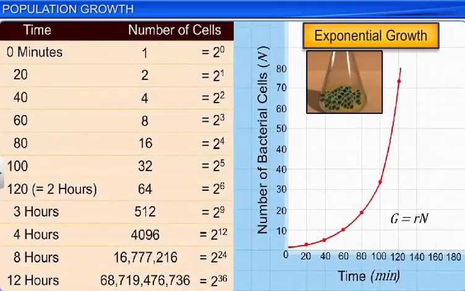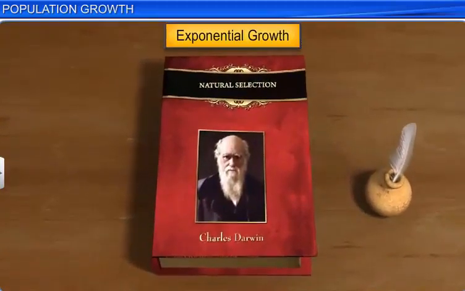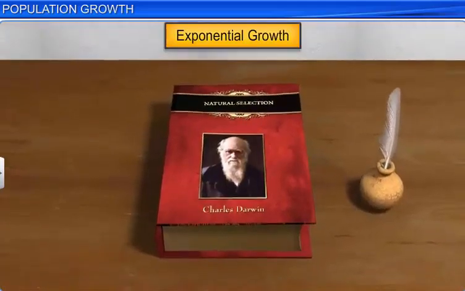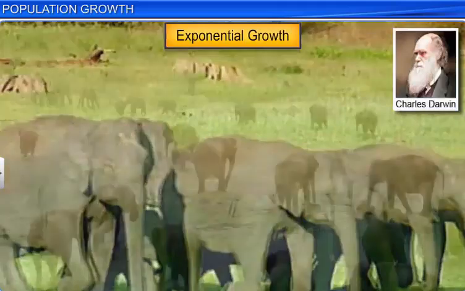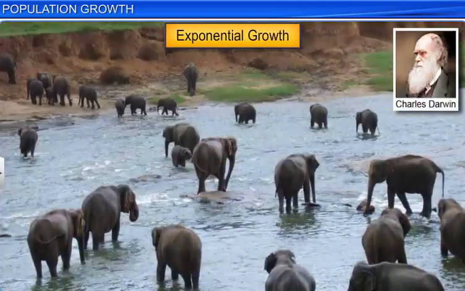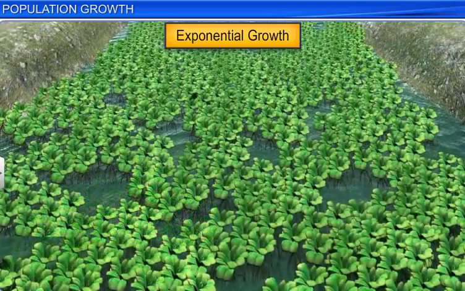This behavior was observed by Charles Darwin while he was developing his theory of natural selection. He also showed that a slow-growing animal, such as the elephant, could also reach enormous numbers if resources such as food and space were inexhaustible. Let's take the example of the pistia plant. When it is introduced in a water body, due to unlimited food and space, these plants grow exponentially and cover the entire water body in a matter of a few days.